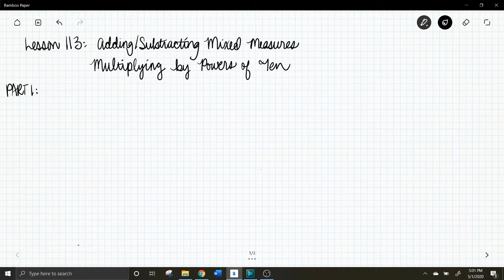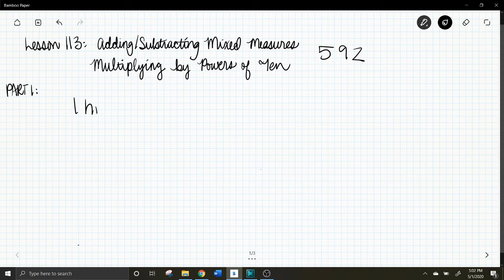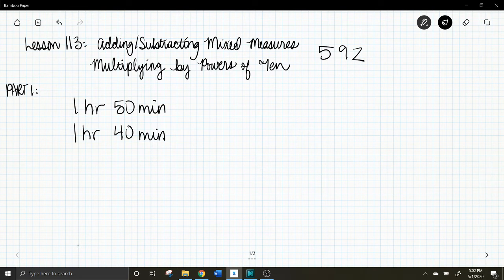So let's look at example 1. If you're in your book, it's on page 529. And of course, I mean 592. Can you believe 592? That's so many pages. The hike from the trailhead to the waterfall took 1 hour and 50 minutes. The return hike took 1 hour and 40 minutes. So maybe you guys stopped to see as many things. It was just a faster walk, walked downhill. Altogether, how many hours and minutes was the hike?